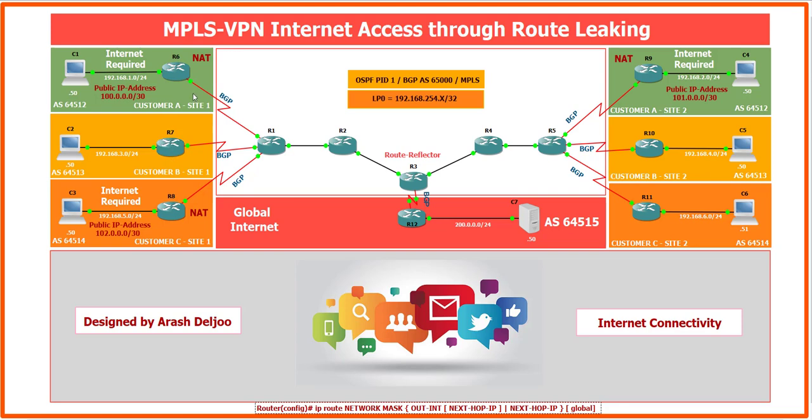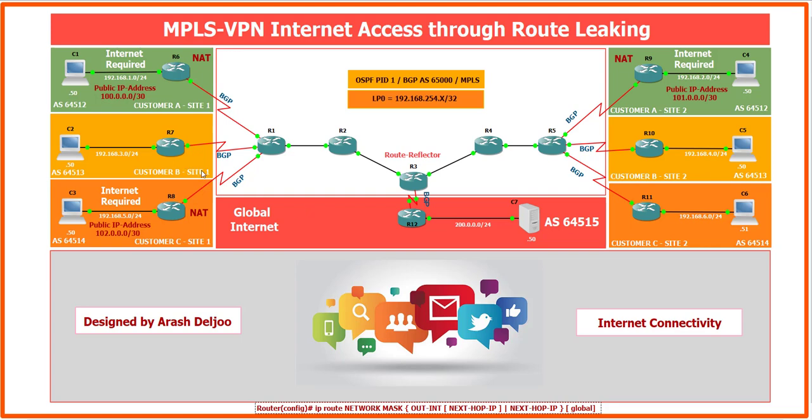But as you can see here, some of the customers, in some of their sites, need to have connectivity to the internet. This is the internet, okay, and our service provider is connected to the internet. And as you can see, site 1 of customer A needs to have connectivity to the internet from this service provider. And also site 2 of customer A, and also site 1 of customer C. Okay, these three sites need to have reachability or connectivity to the global internet.